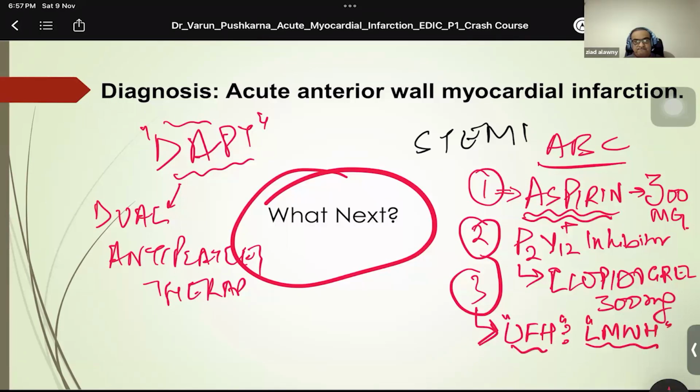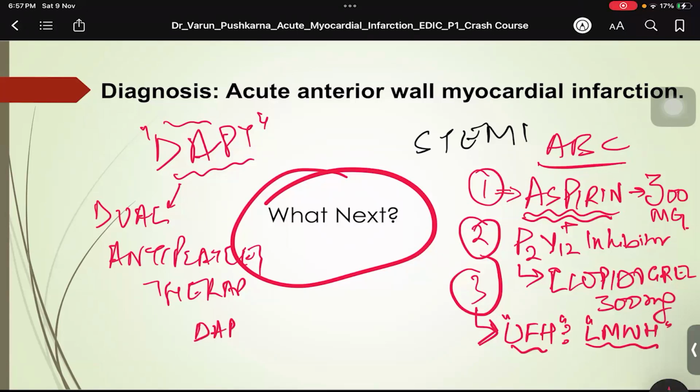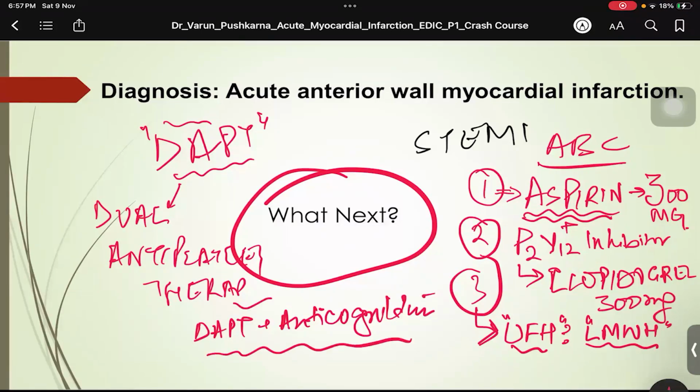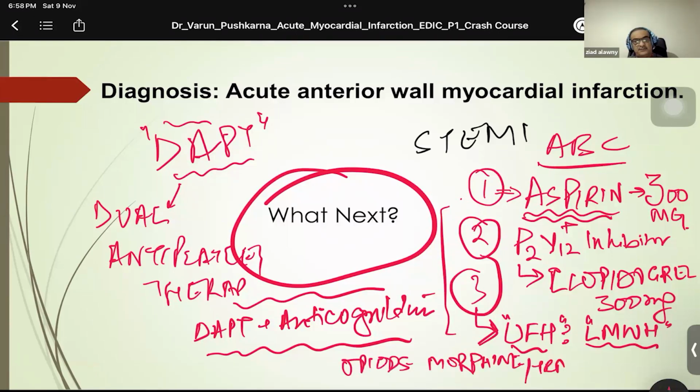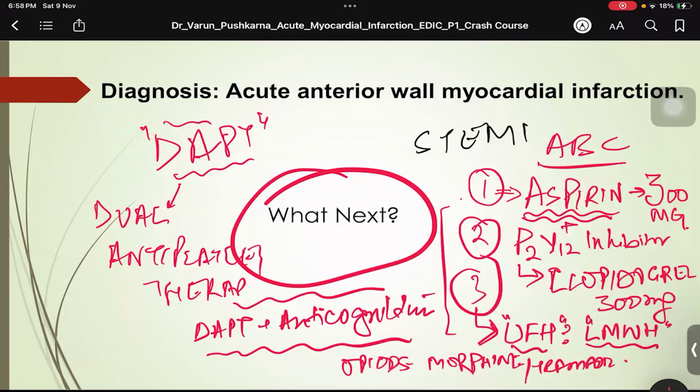So we have to combine DAPT plus anticoagulation. This is step number 1: you give DAPT plus anticoagulation. It can be unfractionated heparin or low molecular weight heparin. And as you rightly said, for pain you will have to give opioids, maybe morphine or tramadol if at all it is available. You can give oxygen support.